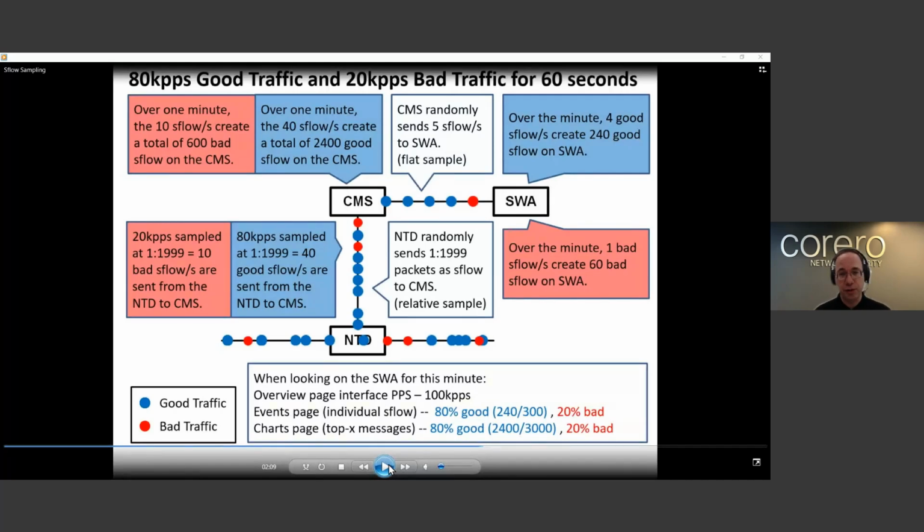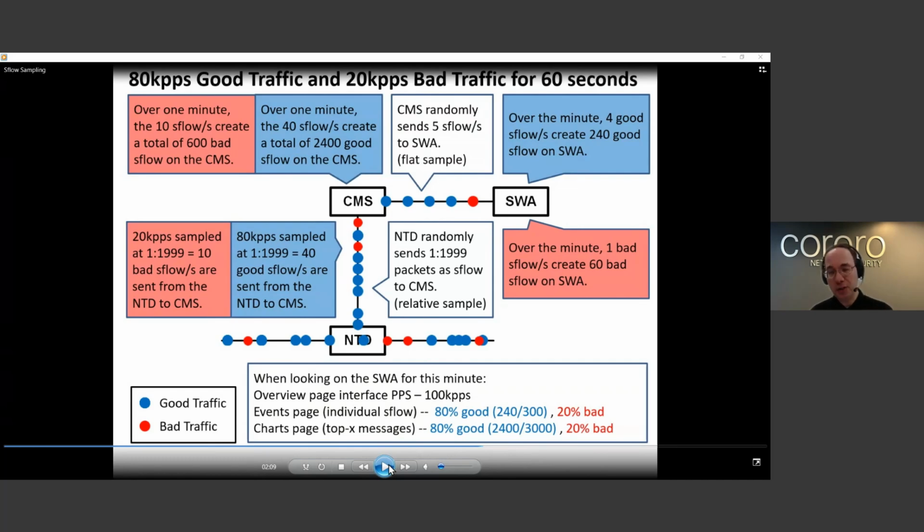Makes sense. You had 80 plus 20. If you log on to the events page, it would say, hey, I see 300 samples. Every minute, the events page will always say 300. It's a flat sample. The amount of traffic is irrelevant, right? So it's going to say 300. It's going to say, hey, I saw 80% good and 20% bad.